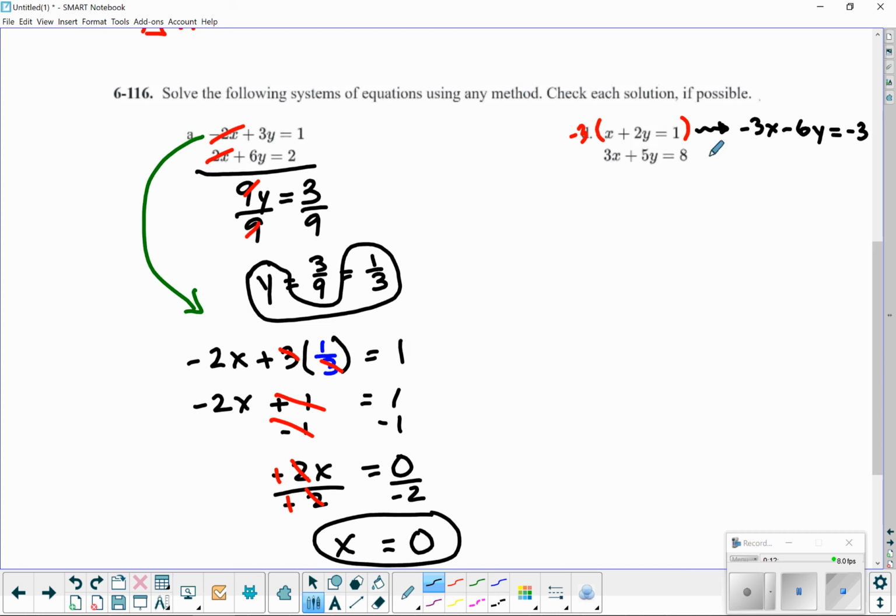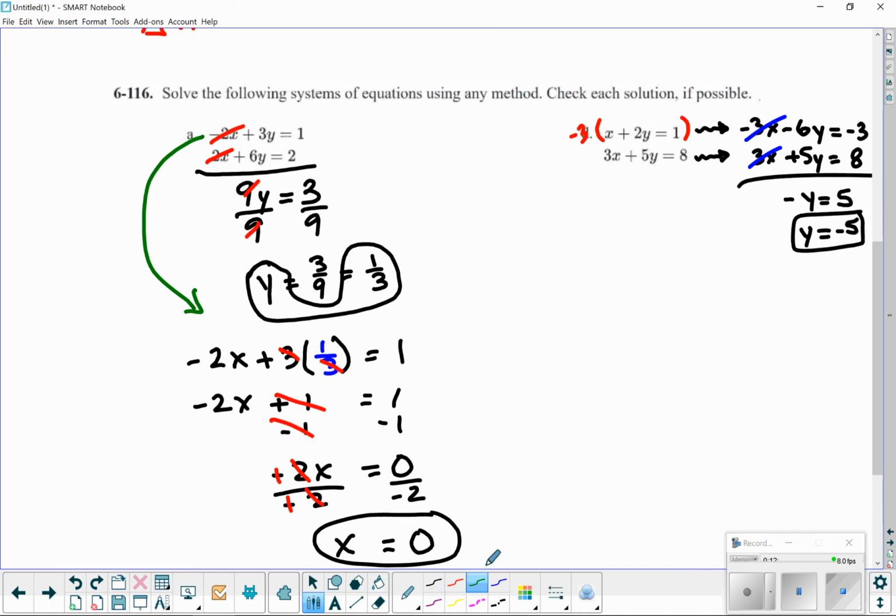Okay, and then the bottom, I'm not going to do anything, but I'm just going to draw my arrow to show that I'm going to move it over. 3x plus 5y equals 8. And I'm going to add that. Okay, by adding, I'm going to end up eliminating the 3x and negative 3x. That's going to give me negative 1y, or just negative y, is equal to 5. And then if I divide or multiply by negative 1, I'm going to get y equals negative 5. That's my y value.